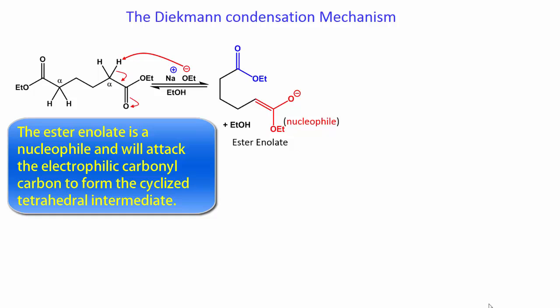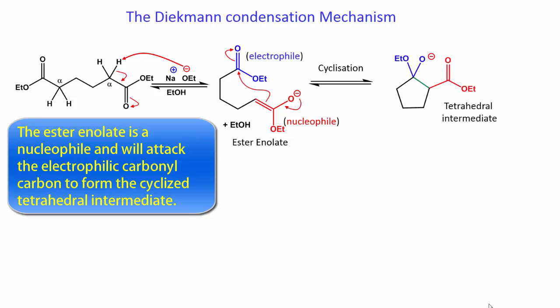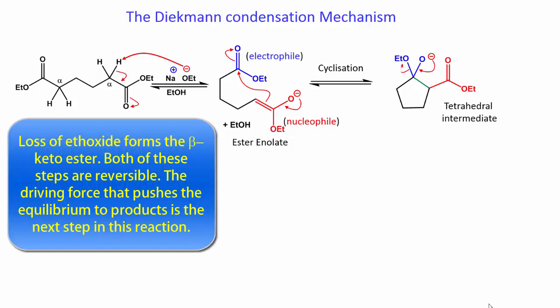The ester enolate is a nucleophile and will attack the electrophilic carbonyl carbon to form the cyclized tetrahedral intermediate. Loss of ethoxide forms the beta-keto ester. Both of these steps are reversible. The driving force that pushes the equilibrium to products is the next step in this reaction.